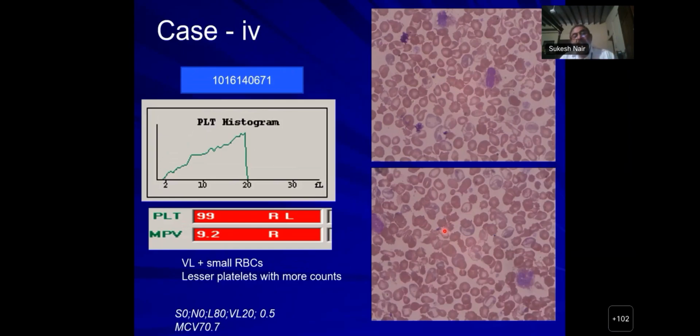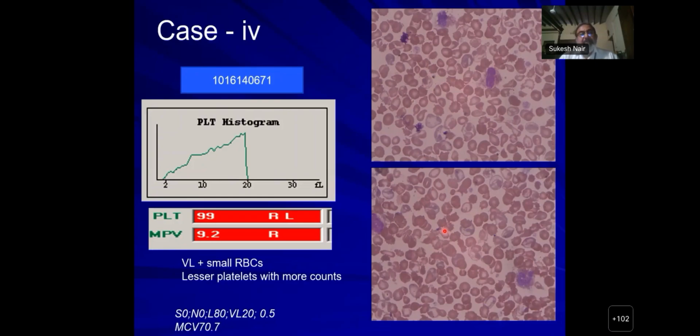Now, when you get a histogram like this, we know that events are actually peaking at 20. It's not more between less than 10. It's definitely more between 10 and 20, but we don't know whether it's still more than that, more than 20 femtoliters. This is when the small red cells come and interfere with the platelet count, like fragmented red cells or iron deficiency anemia.